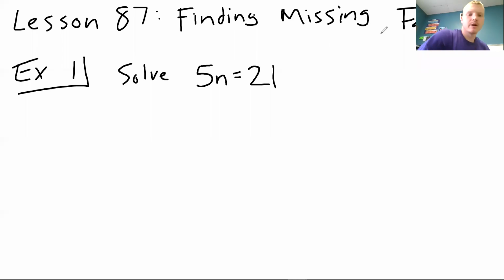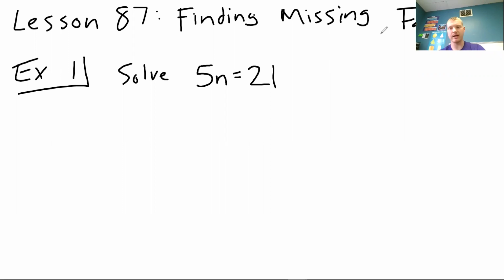Alrighty guys, so today we are going to be working on lesson 87, finding missing factors. So go ahead and open up in your book to page 465, and we're going to start taking notes. Okay, so example 1, solve 5n equals 21.